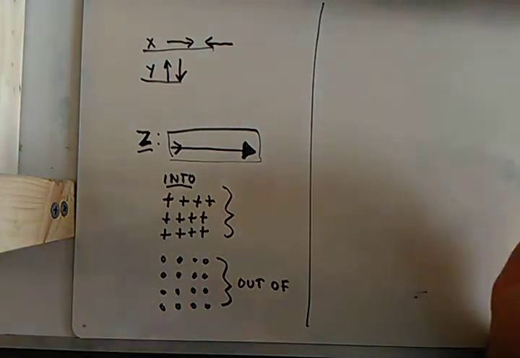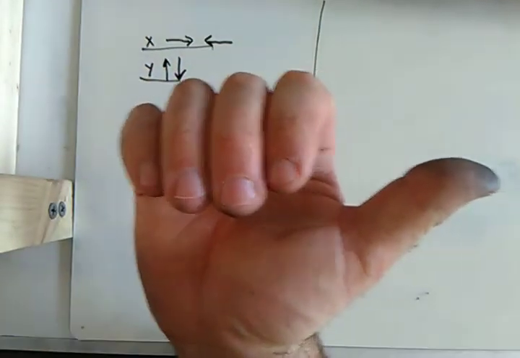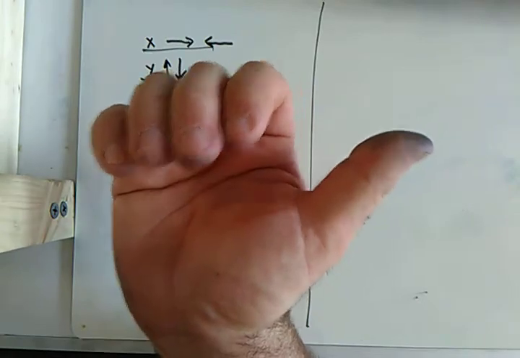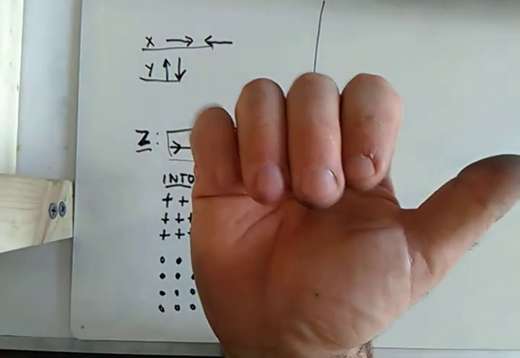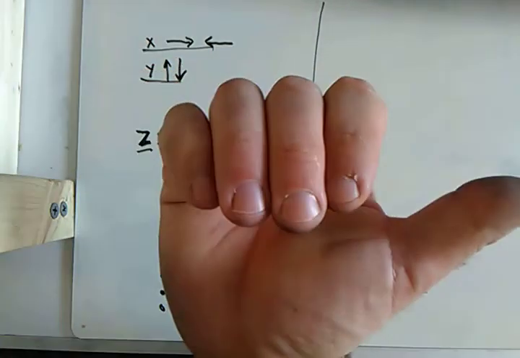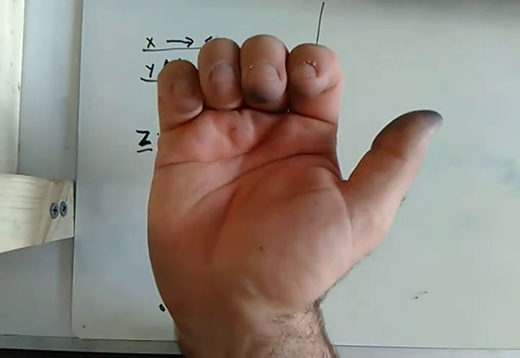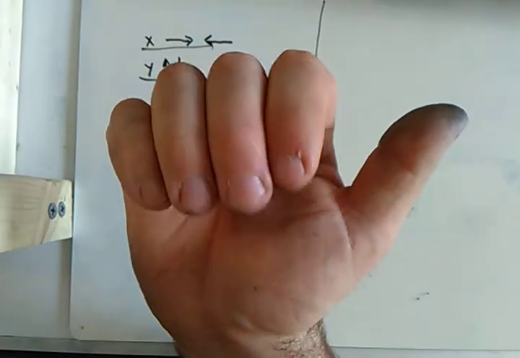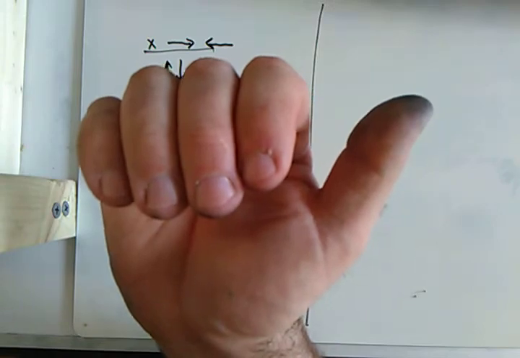Okay, so you remember how I said that if you have your thumb pointing in a certain direction, that's the direction of the electricity flow? Okay, so the electricity is flowing this way. That means that the B field is wrapping around it with the curve of your fingers. So the curve of your fingers gives you that B field.